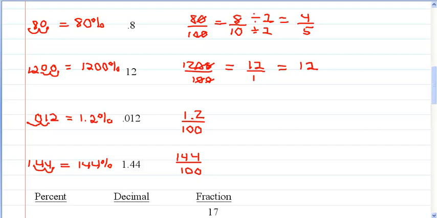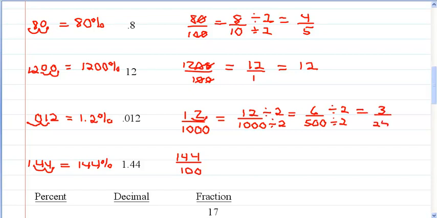For 1.2 over 100, I want to move the decimal over to the right and add a 0. You never want decimals when you're reducing fractions. So I have 12 over 1,000. With both of these numbers being even, I can start by dividing them both by 2. When I divide both 12 and 1,000 by 2, I get 6 over 500, but then they're both even again, so I can divide them by another 2 to get 3 over 250, and that's as far as I can go.